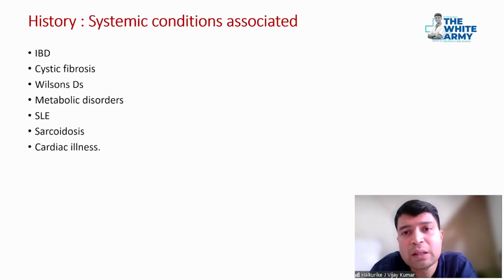There are a lot of systemic conditions which are associated, which may be a part of our jaundice evaluation. For example, inflammatory bowel disease. Inflammatory bowel disease in gastroenterology includes ulcerative colitis as well as Crohn's disease. So what happens? Patients with long-standing ulcerative colitis tend to develop primary sclerosing cholangitis, PSC. So if a patient with IBD presents with jaundice, then we have to suspect PSC.